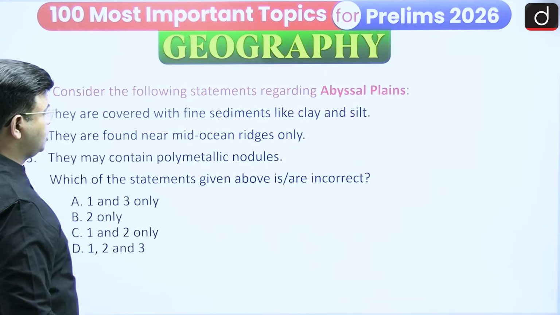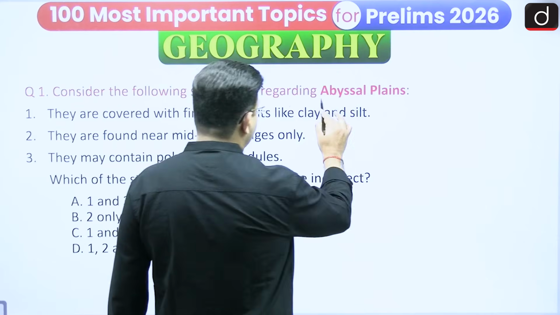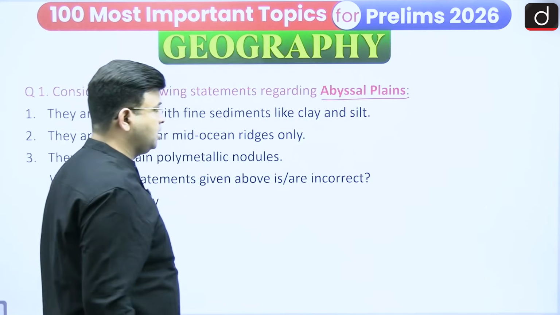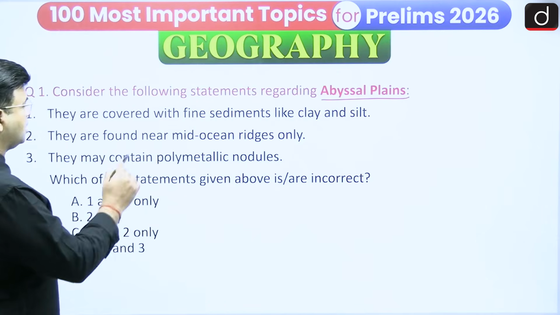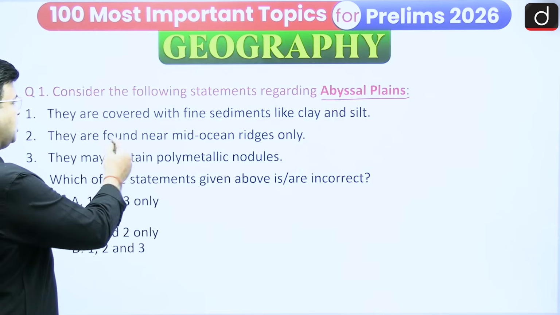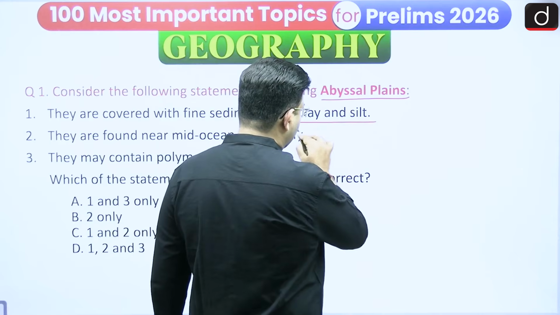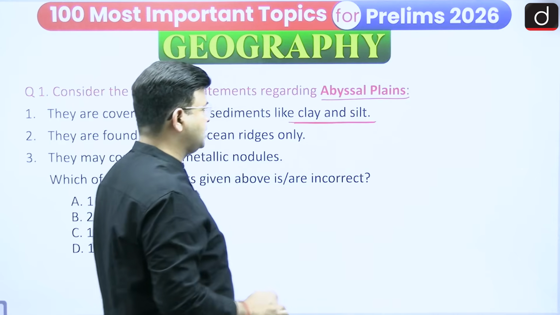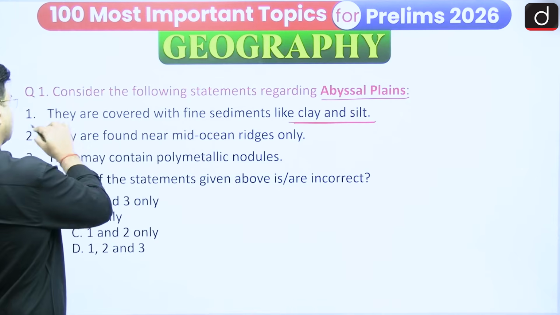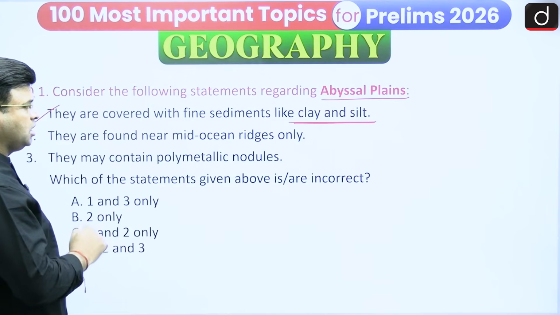The next question: consider the following statements regarding abyssal plain. Abyssal plains are deep sea plains, and they are covered with fine sediments like clay and silt. First statement: yes, it is the deepest part of the ocean, and it is deposited with clay and silt. This statement is correct. The second statement says they are found near mid-oceanic ridge only.